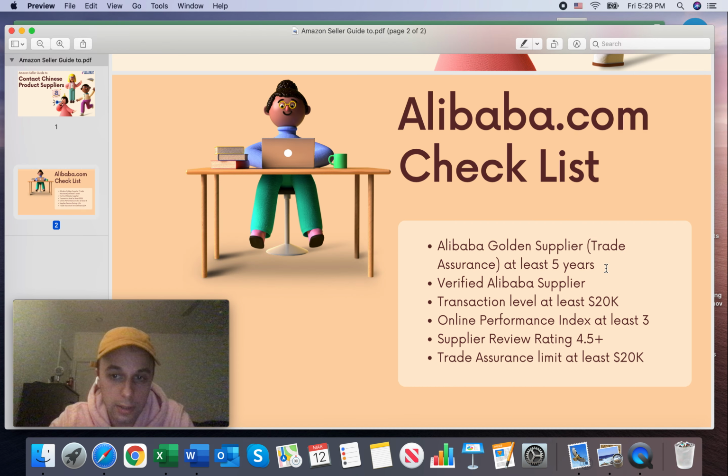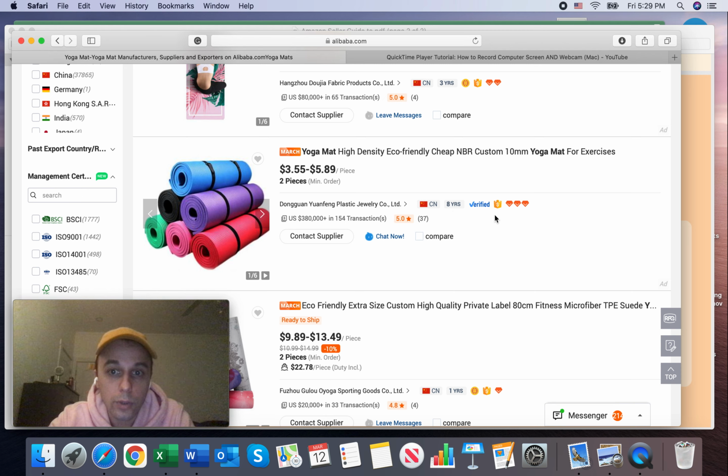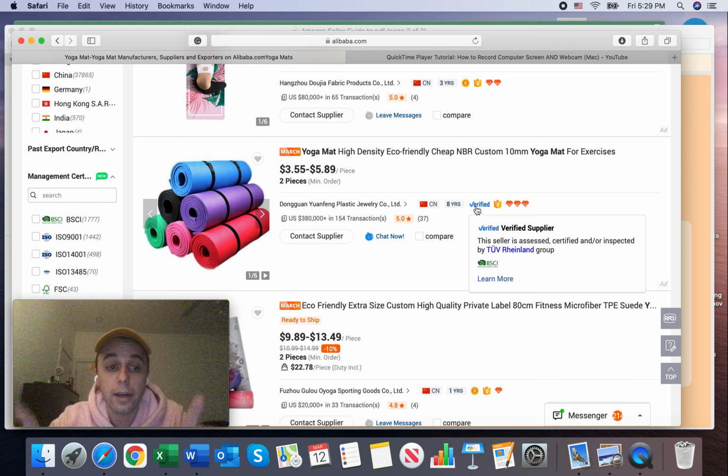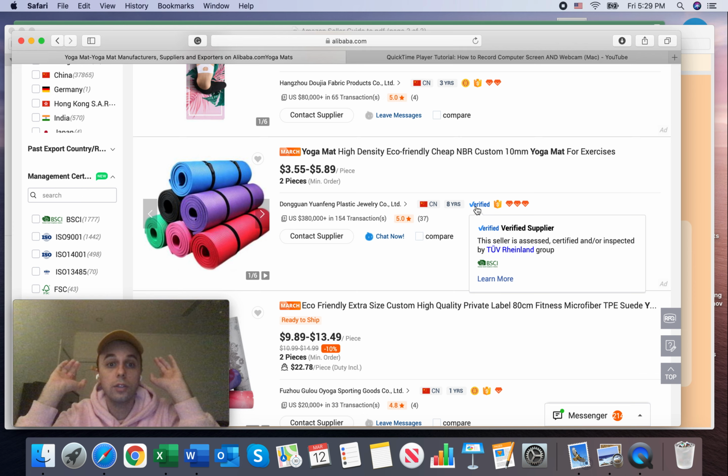It's a check. I'm looking for the verified supplier, this one. What does it mean? This means that this supplier has been verified by Alibaba's partner company and they've been inspected or evaluated. This means Alibaba's partner company potentially sends someone into this supplier's factory to check on their production side.